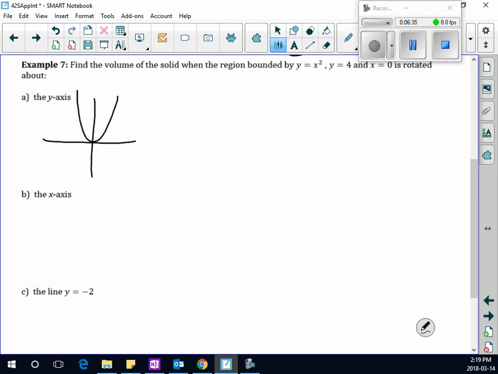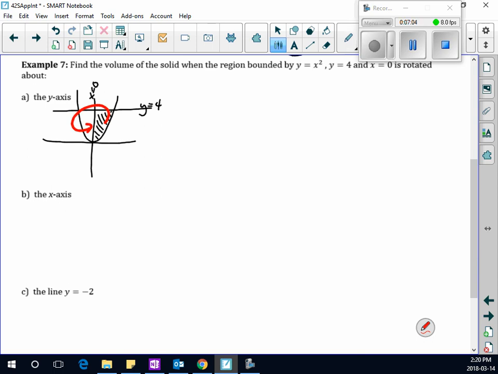Y equals 4. This is my y equals 4. And x equals 0, and this is x equals 0, of course. So this is what I'm talking about, the bounded area that we're going to rotate, and we're going to rotate it around the y-axis. So I'm going to use a different color. We're going to take this and rotate it around there.